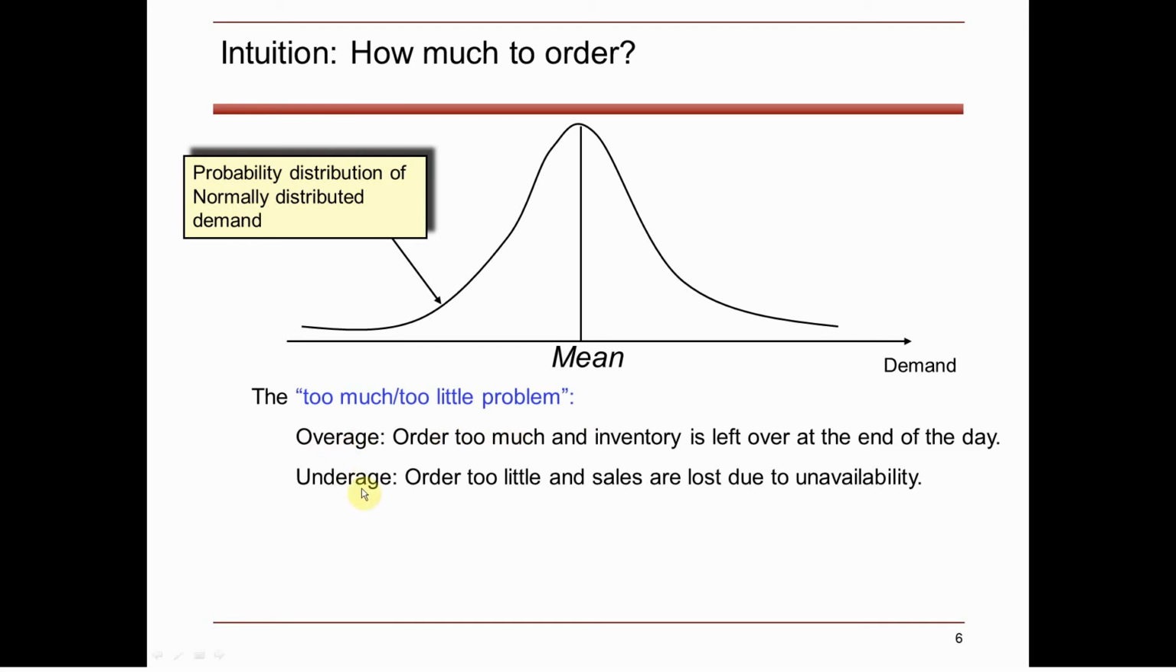We're going to have some terminology here. Overage means that we order too much and we have inventory left over at the end of the day. So that means we have newspapers left over that we didn't sell. An underage means we sold too little and we lost sales because we didn't have enough newspapers available to sell.